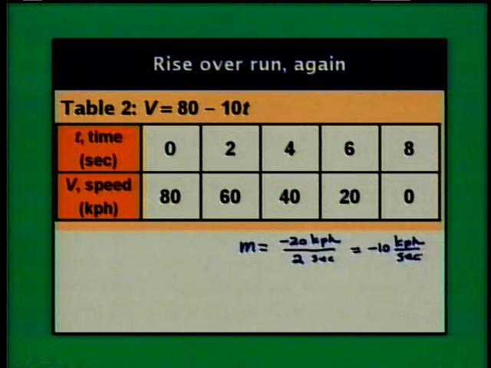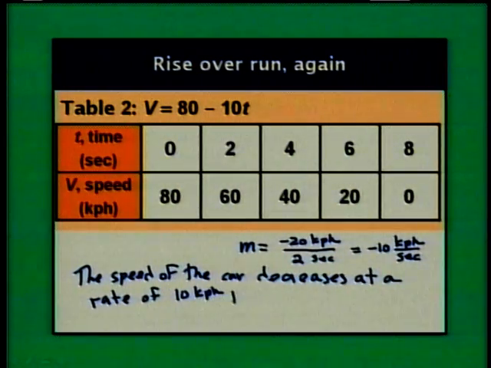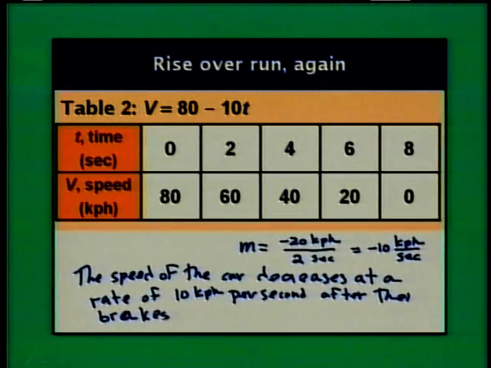So what does this mean? This means that the speed of the car decreases at a rate of 10 kilometers per hour per second after the brakes are applied. So in the context of the problem, the slope has a practical significance.